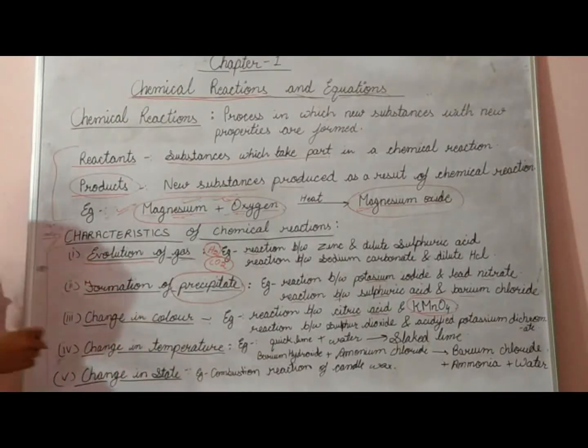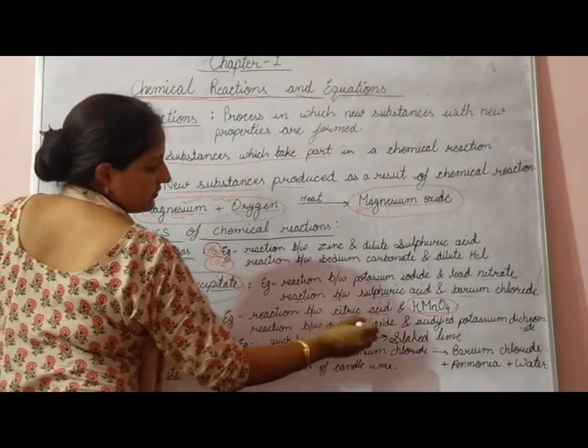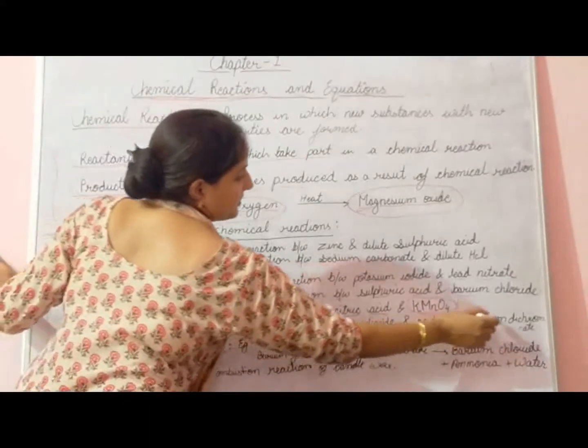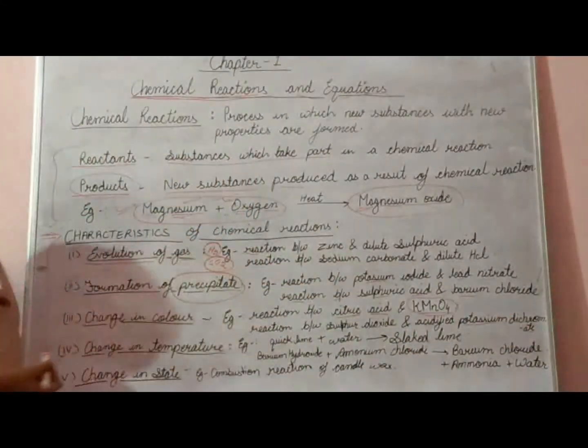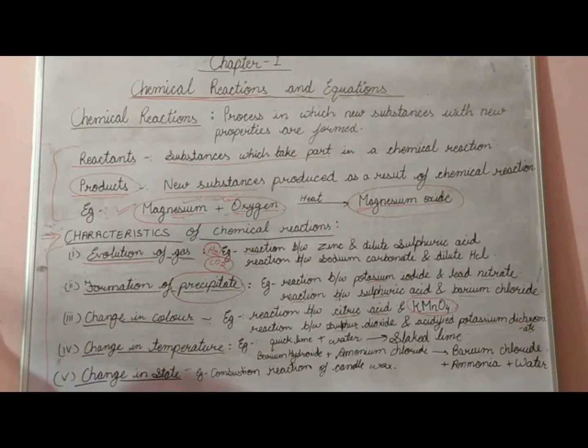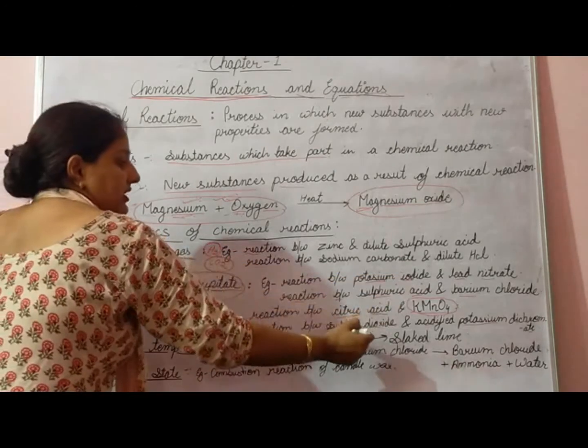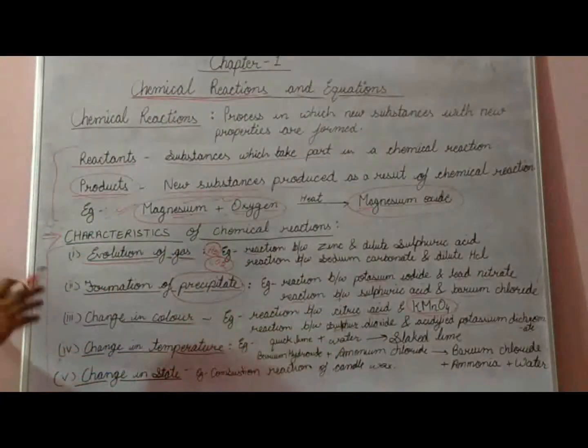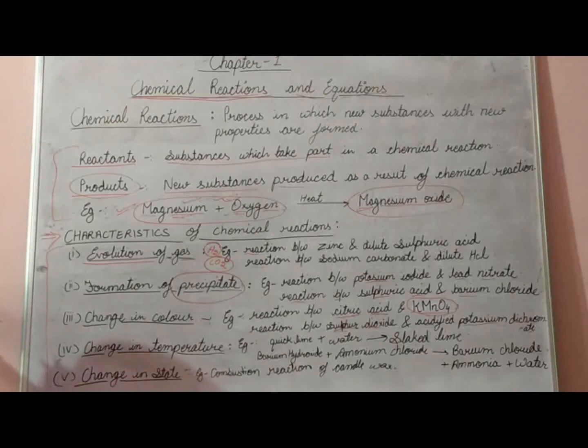observed. Next example is a reaction between sulfur dioxide and acidified potassium dichromate solution. The color of potassium dichromate solution is orange. On reaction of this potassium dichromate with sulfur dioxide, the color of potassium dichromate will change from orange to green.